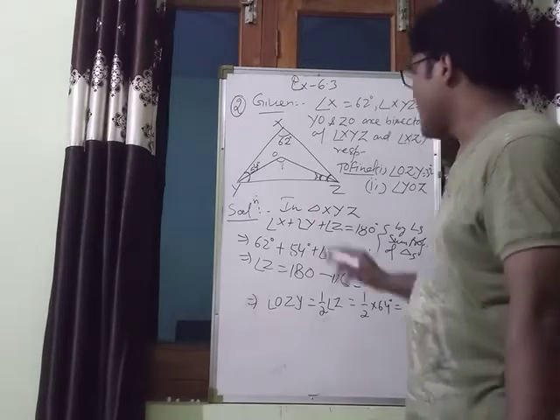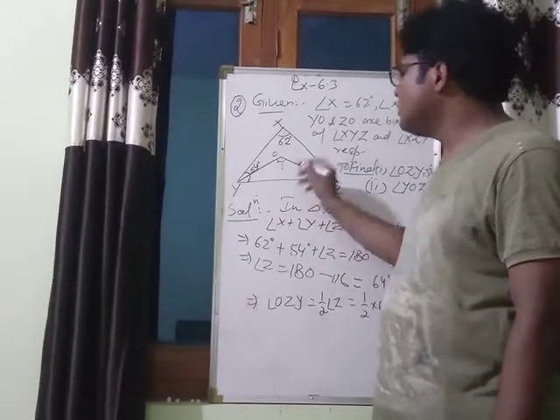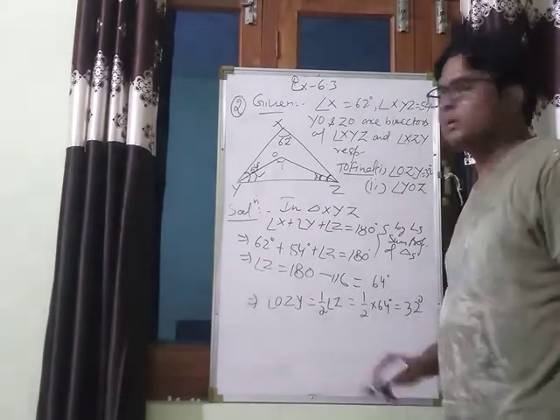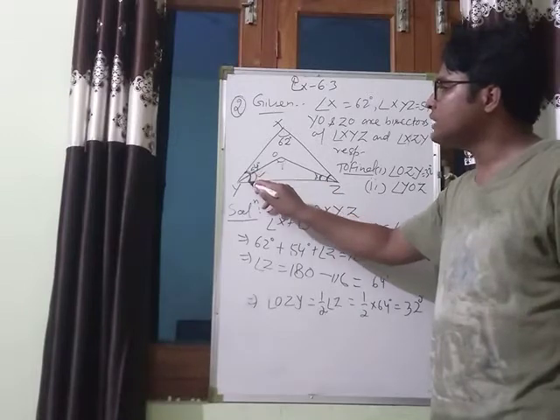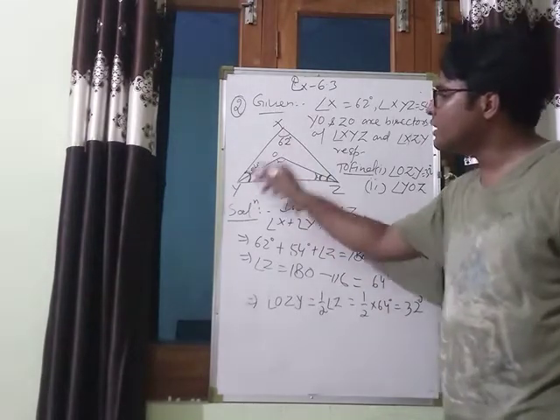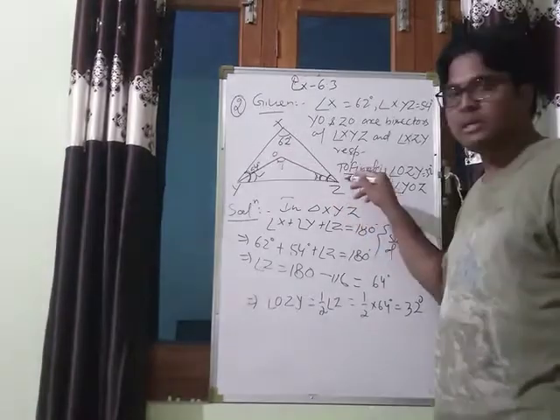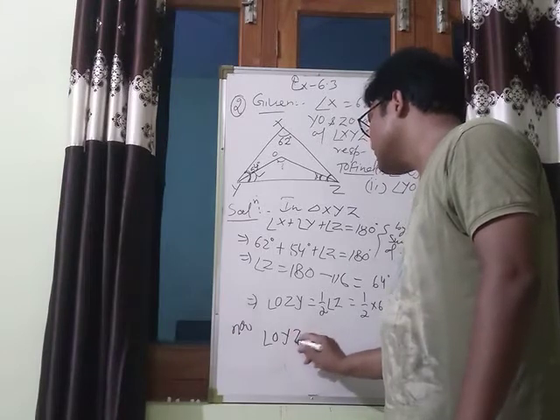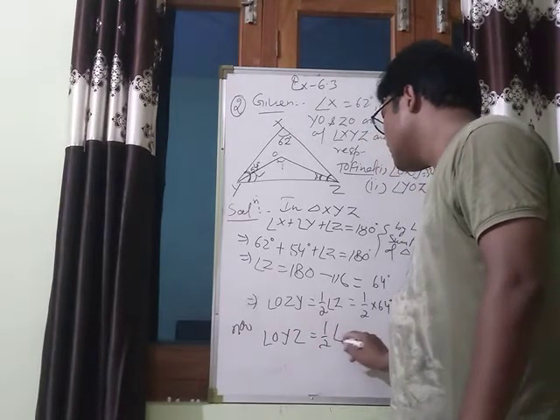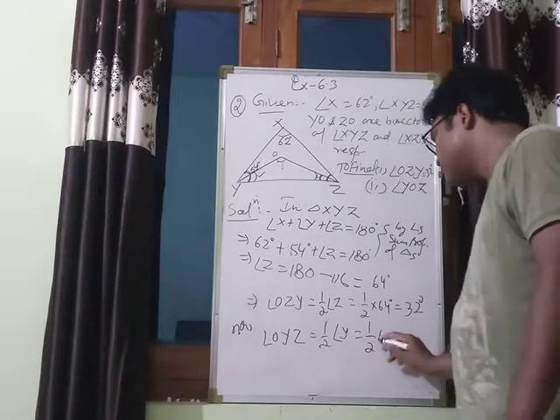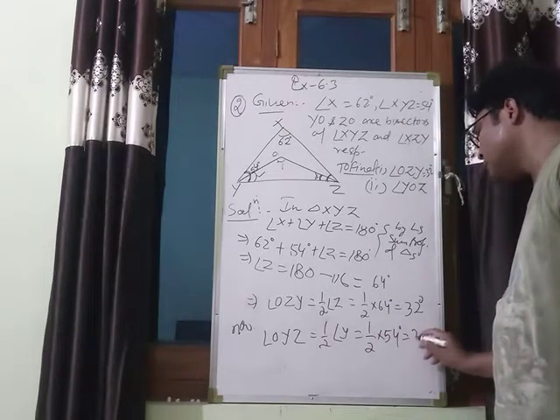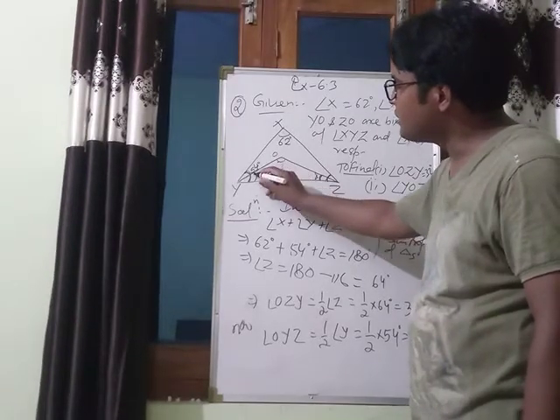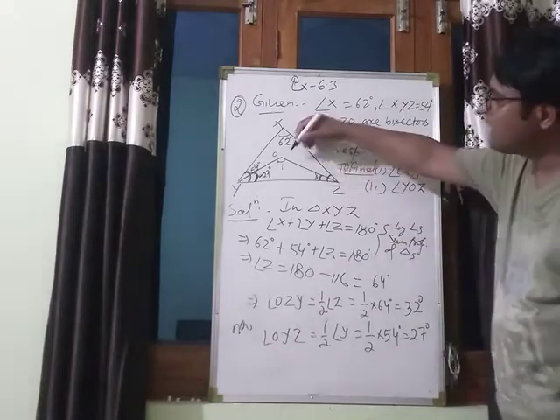Okay, now I am going to find out this one. For finding out this one, we have to find out OYZ. Clearly OYZ is half of this angle. Why? Because YO is the bisector of angle Y, XYZ. Now angle OYZ is equal to half of angle Y, that is half of 54 degrees, that is 27 degrees. Clearly the measurement of this one is 27 degrees. Now this is very easy to find out.